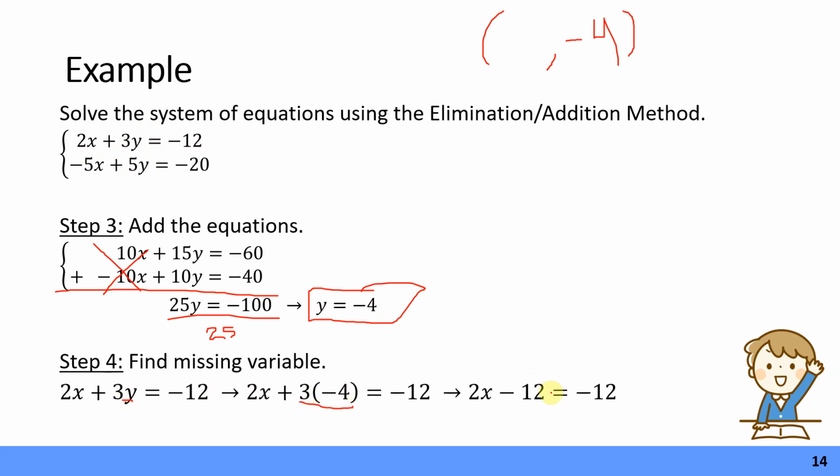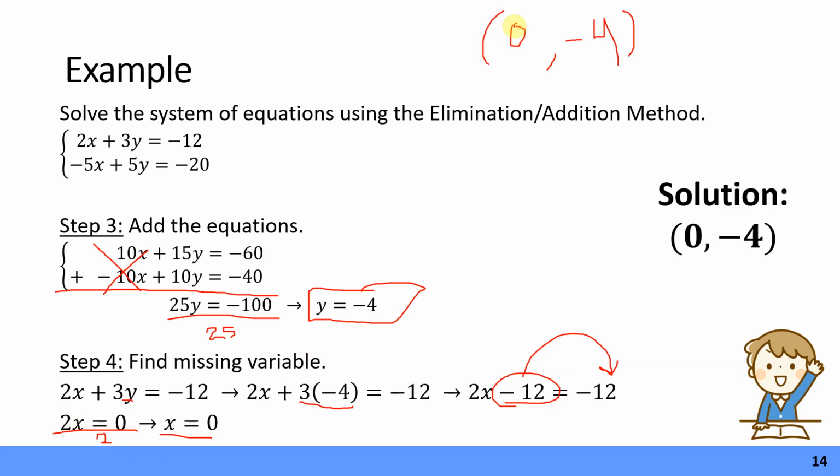So 3 times -4 gives me -12. And then I'm going to throw this -12 to the other side. And this leaves me with 2x equals -12 plus 12, which is 0. And then to solve this problem, I just divide both sides by 2, so I can leave the x by itself, and 0 divided by 2 is 0. And that's okay. I know it looks weird to get an answer of 0, but since the x is still there, that's it. That's my answer for x. So my answer is actually 0, -4.